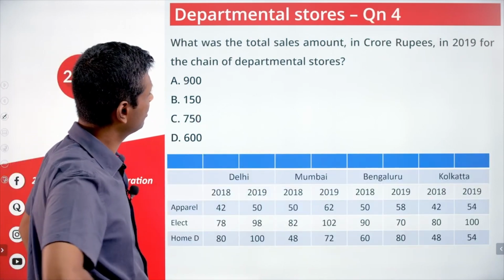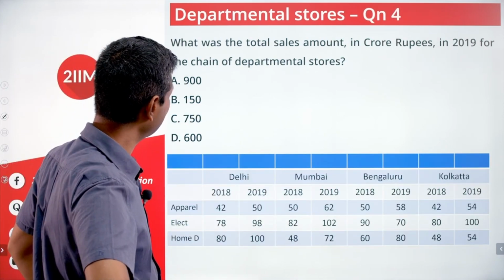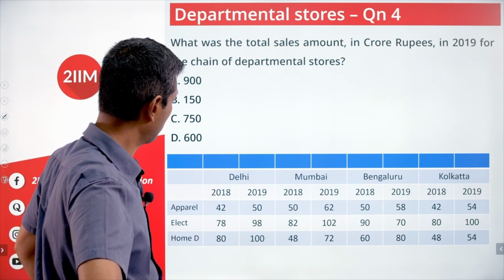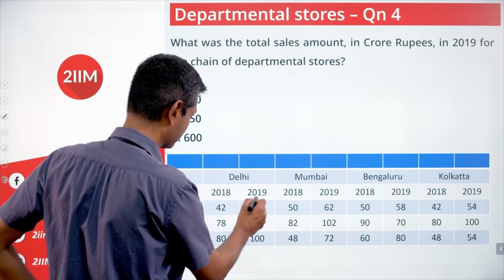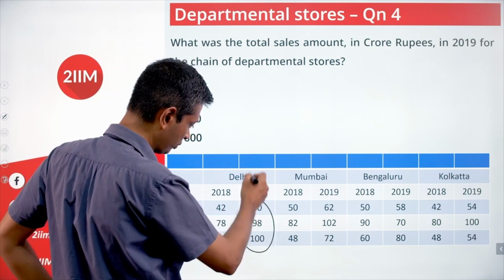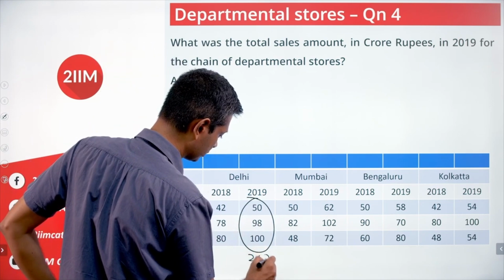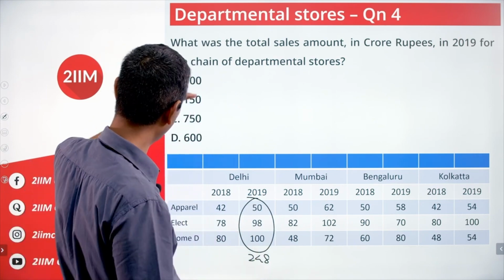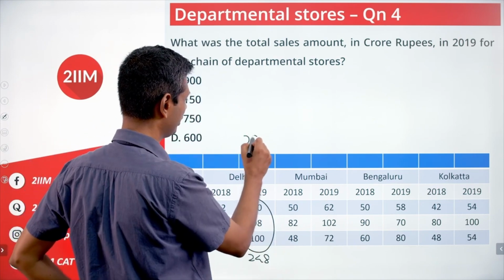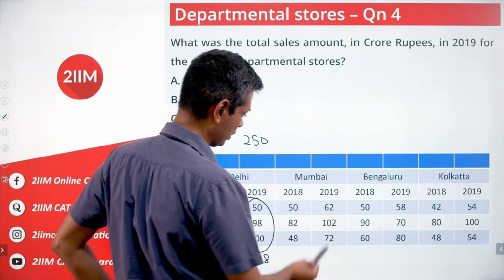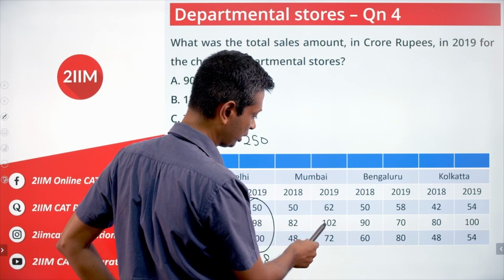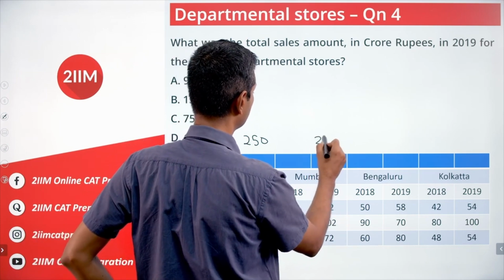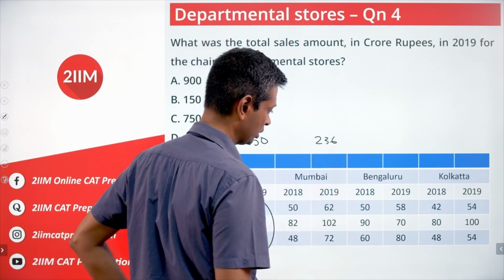What are the total sales amount in crore rupees in 2019 for the chain of departmental stores? 2019. So I'm going to add these. 150, 250, 248. Close to 250. The choices are far apart. So I can think of this as even 250. 62, 72, 102. 60 plus 70 is 130. Plus 100, 230, 236.